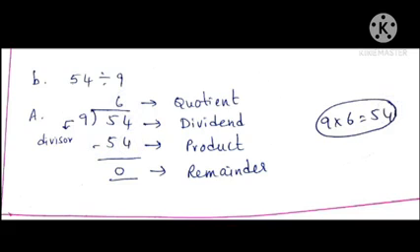Next, what should we do? We have to subtract it. 54 minus 54, how much? We will get 0. This 9 is the divisor, 6 is the coefficient, this 54 is the dividend, this 54 is the product, this 0 is the remainder.